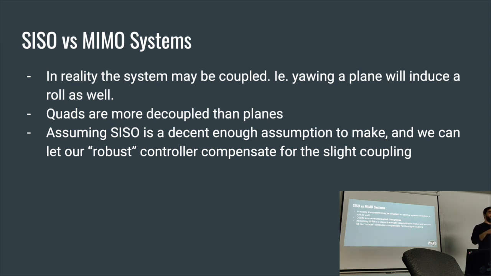So what that means is, sure, we might yaw a little bit and we might get an induced roll, but we're going to hope that our controller compensates for the roll that we didn't want for us without us having to worry about it. And we're just going to hope that it's not going to destabilize the system, which it shouldn't.